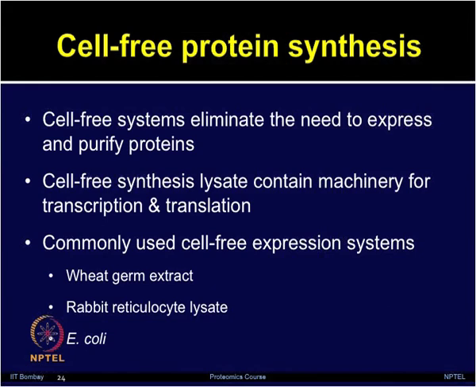So, the cell-free synthesis systems eliminate the need for protein expression and purification in the cell-based system. Various types of DNA templates can be used, such as PCR products or plasmids. The cell-free synthesis lysate contains machinery for transcription as well as translation. The commonly used cell-free expression systems include wheat germ extract or WGE, rabbit reticulocyte lysate or RRL, and Escherichia coli or E. coli based systems.